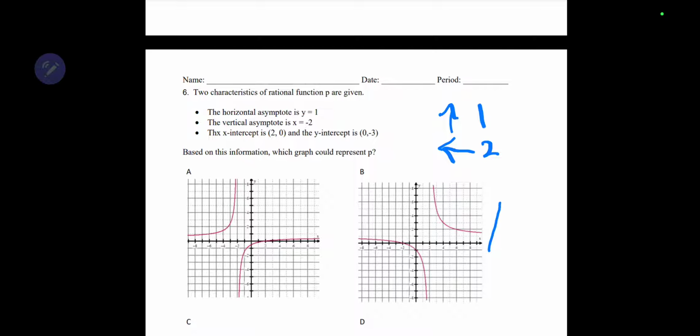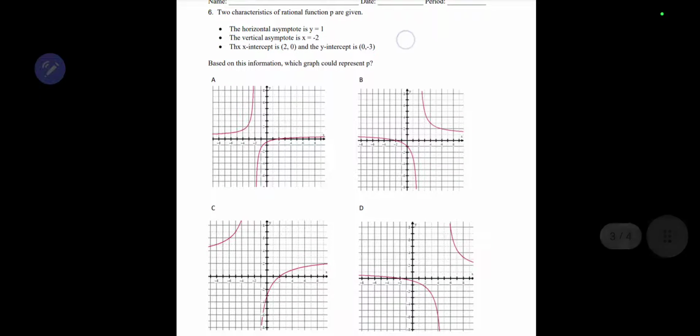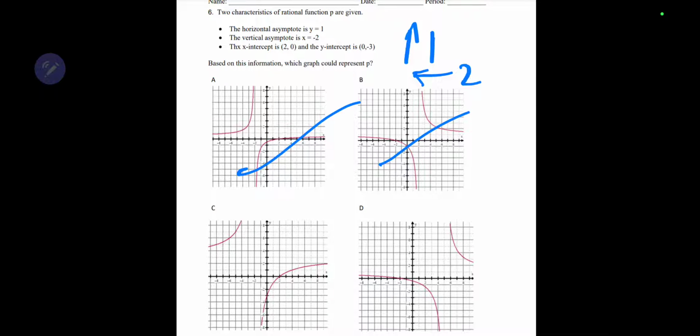So let's look at A and B. So A, did it move up 1? No, because look, here's 1, and it actually touches the graph right there, so it can't be A. What about B? B goes, yeah, this seems to be the asymptote, but it went to the right 2, not the left 2. This is positive 2, so it can't be B. All right, up 1, left 2. Okay, and then letter C, here's 1, and it touches right there. Can't be C.